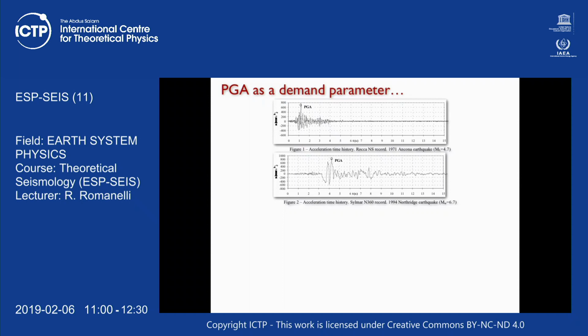Just two examples showing how PGA can be tricky. Let's look at this. That's Northridge, one of the most important events that occurred in California. That's the time history acceleration. This is an earthquake that occurred in 1971 near Ancona. Now look at the magnitudes. Well, okay, 4.7. But nothing compared to 6.7, right?